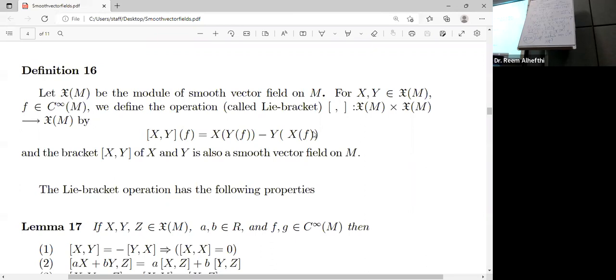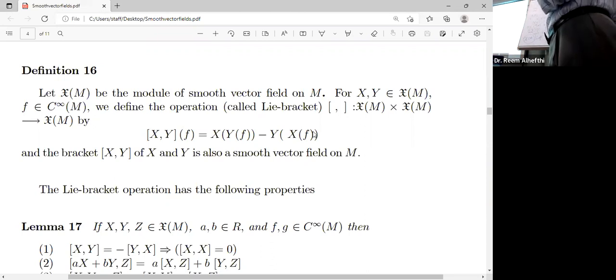Now, what I said is, please remember this is the applicable definition. This is the abstract one; this is applicable. For us, a vector field is that object which acts on a smooth function to give again a smooth function.